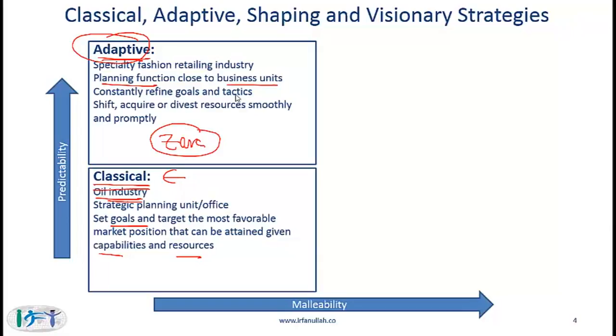The tactics have to adjust to the circumstances, and the company strategy should be such that the company should be able to shift, acquire or divest resources smoothly and promptly. So when we go back to this example, if a given style looks like it will take off but it does not, then it should be easy for the company to change gears or change direction and go after another style.